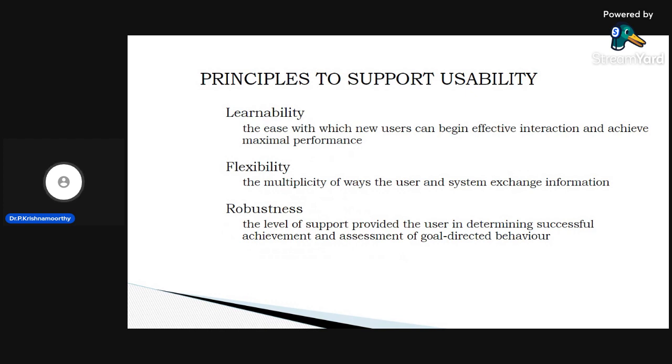Learnability is the ease with which new users can begin effective interaction and achieve maximal performance. Flexibility means the multiplicity of ways in which the user and system exchange information. Robustness is the level of support provided to the user in determining successful achievement and assessment of goal-directed behavior.